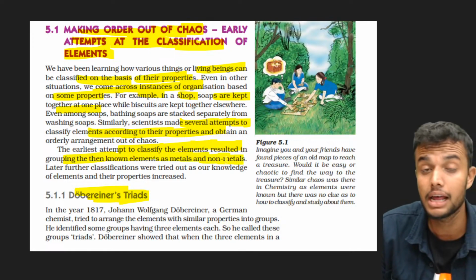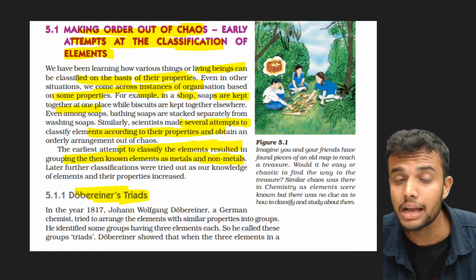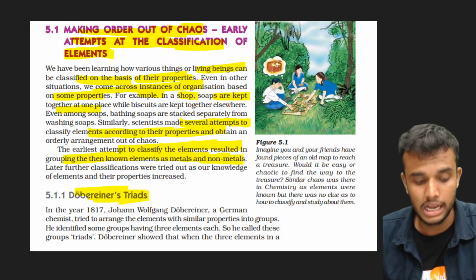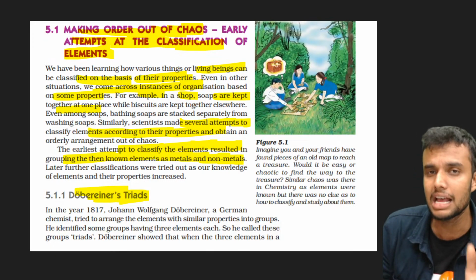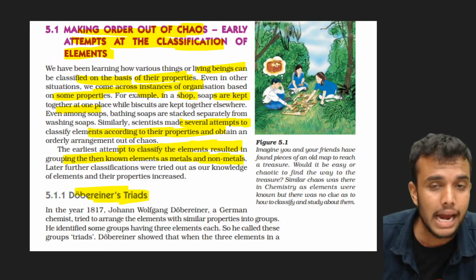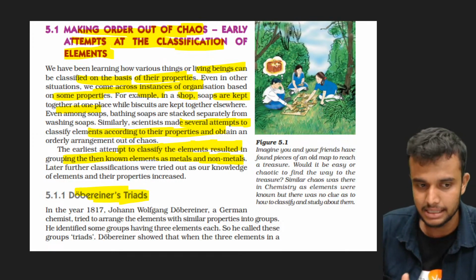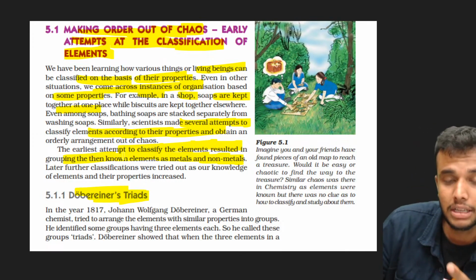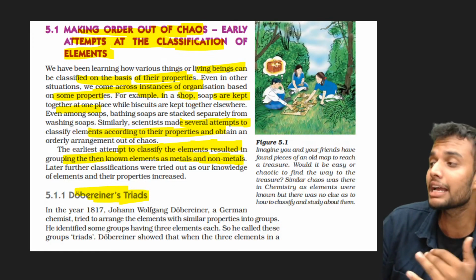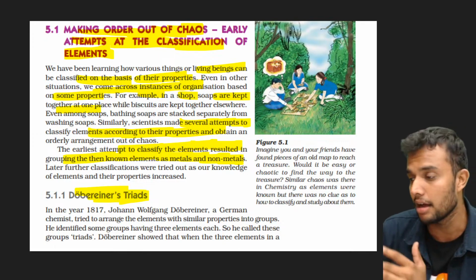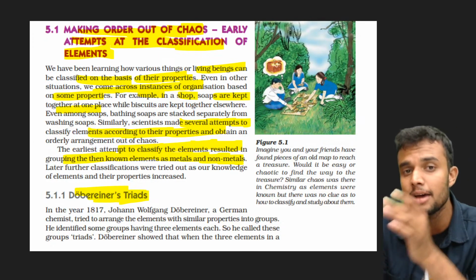The earliest attempt to classify the elements resulted in grouping the then known elements as metals and non-metals. In the earliest attempt, what did they classify? Only metals and non-metals. In the earlier time, they did simple things, students. They classified elements in only two categories. One category is metals, another category is non-metals. After gaining some knowledge of chemical properties, they classified all elements into more categories.